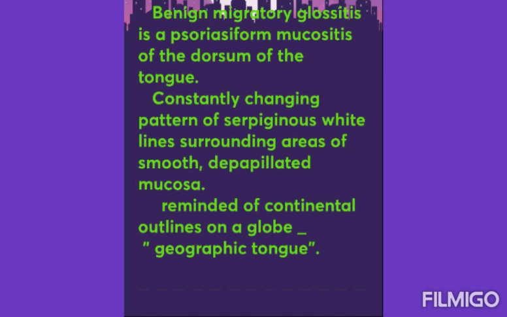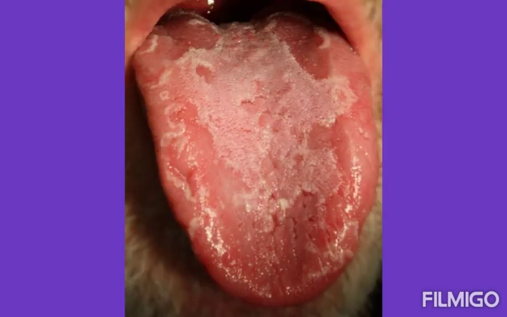It is a constantly changing pattern of serpiginous white lines surrounding areas of smooth depapillated mucosa. So there are serpiginous white lines, surrounded by smooth depapillated mucosa. The changing appearance is why it is called a wandering rash of the tongue. It also reminds one of continental outlines on the globe. That's why it is called geographic tongue.